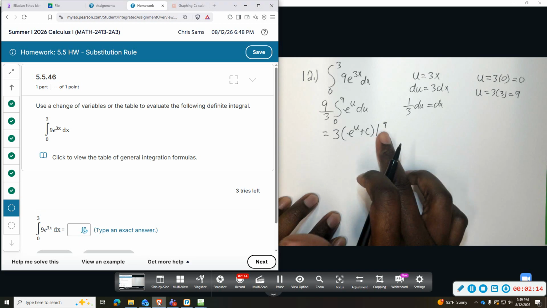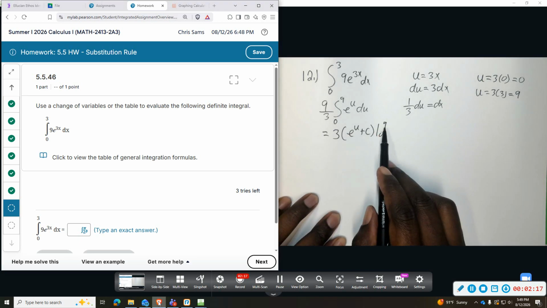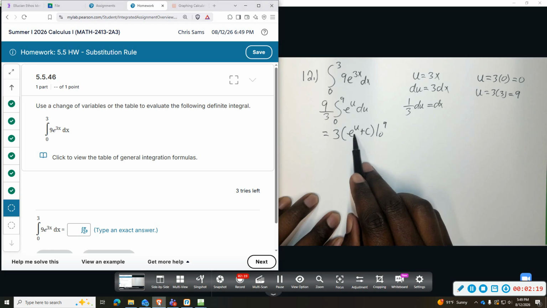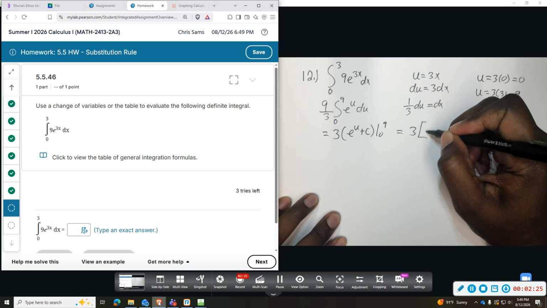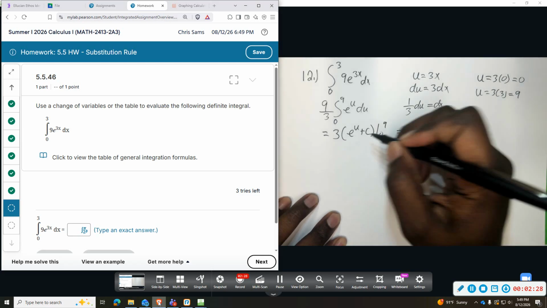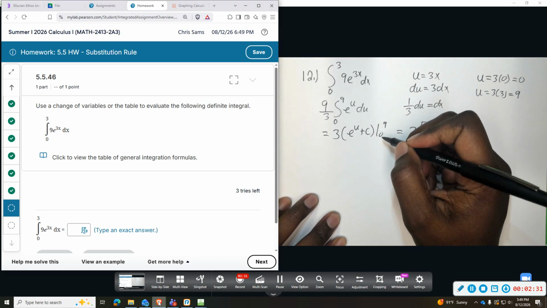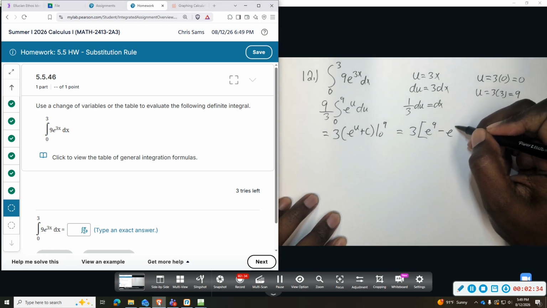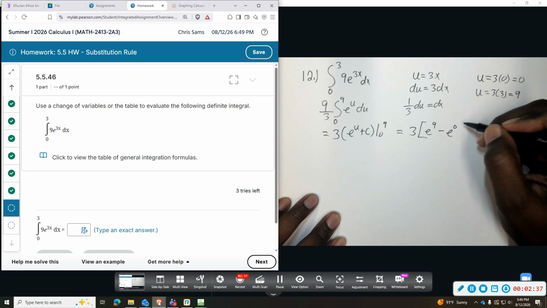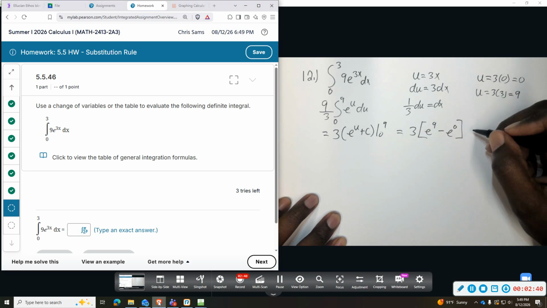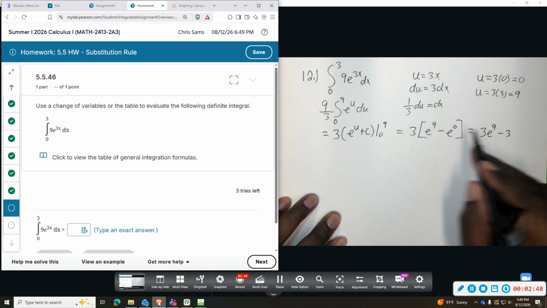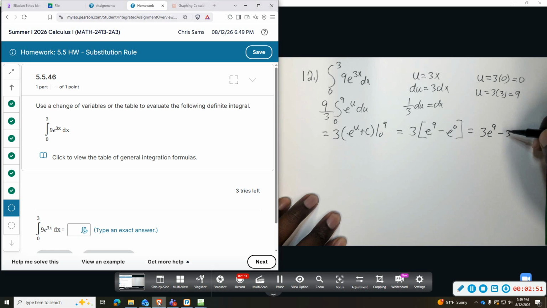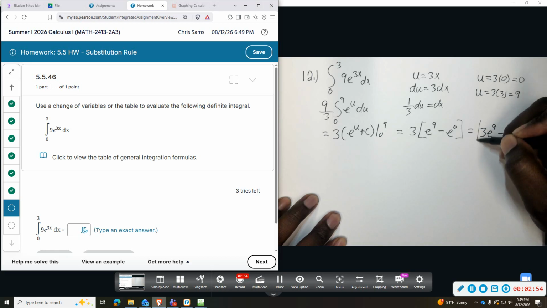And then the plus c will zero out whenever I plug in my upper and lower limit. And so plugging in 9, we'll have the 3 on the outside, and then we'll have e to the 9th power minus, we'll have an e to the 0 power, which will just be 1. And then we'll distribute, so we'll get 3 e to the 9th minus 3, because this is 3 times 1. Or we can just say 3 times e to the 9th minus 1. Either way, it'll be fine.